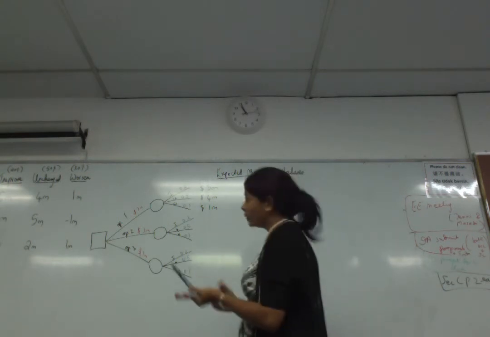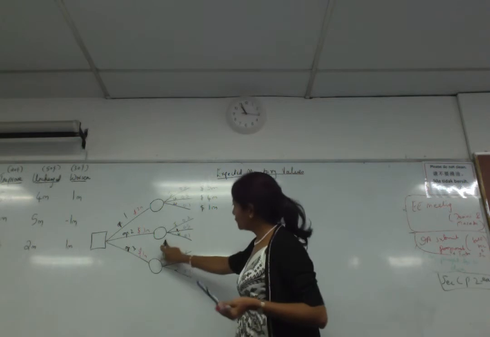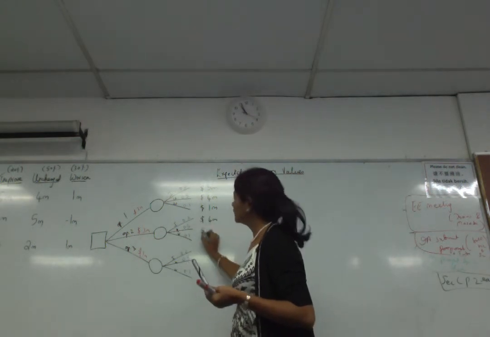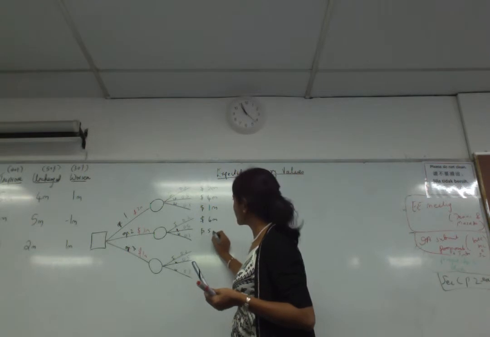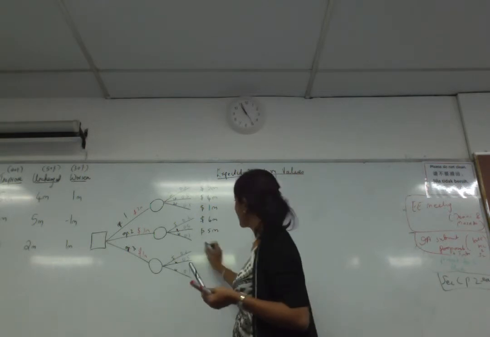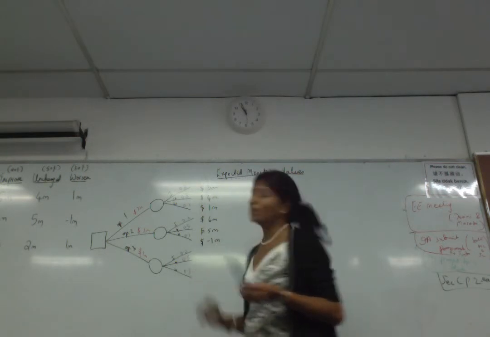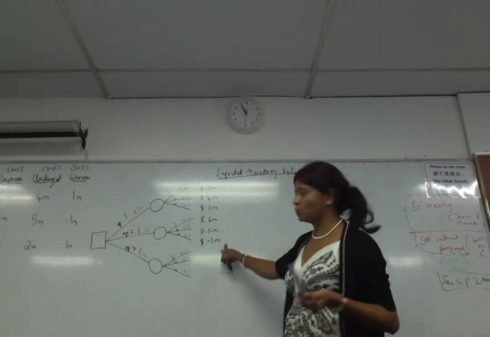Okay. Likewise, for option 2, if the economy improves, you're going to make $6 million. If it is unchanged, you make $5 million. And if it worsens, for the first time, you're going to lose $1 million. You've got to write -1 there.